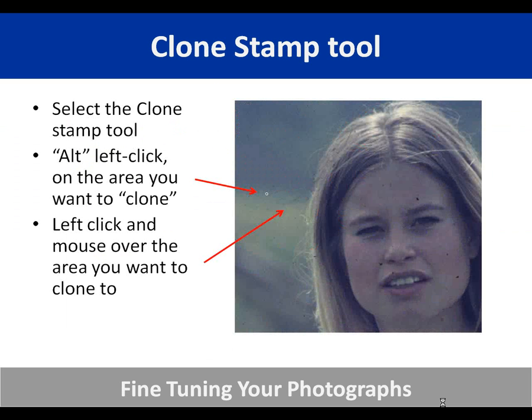Basically, you select the Clone Stamp tool on the left. You Alt left click. This is obviously for a PC. You Alt left click on the area that you want to clone. Clone means copy. And then when you've done that, you just simply left click and mouse over the area you want to clone to. It basically drags this little dot from that spot over the entire area that you want to clone to. So you have to experiment, but the trick is select the Clone Stamp tool, Alt left click on the area you want to clone, and then left click again without the Alt key and mouse over the area that you want to clone to.